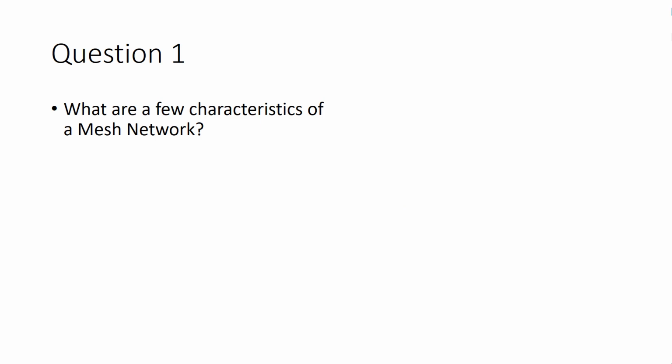Alright, so what are the characteristics of a mesh network? Every node should connect to all other nodes. Meaning, let's grab the pen and draw it out. Let's say we have a node here, a node here, a node here, and a node here and here. The goal is that all other nodes connect to one another.